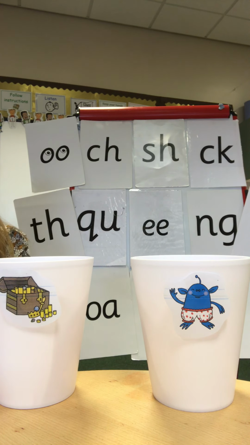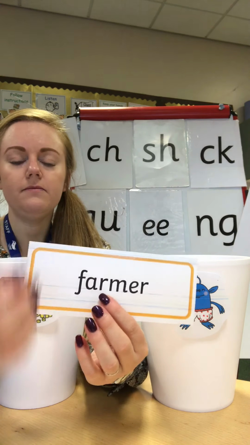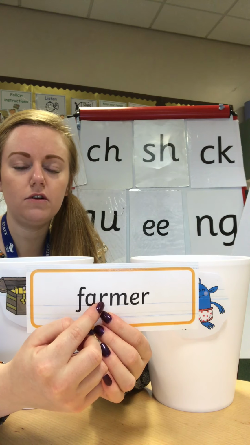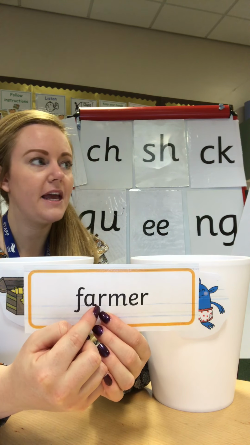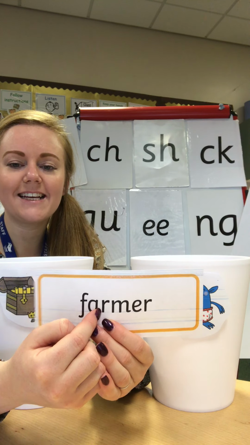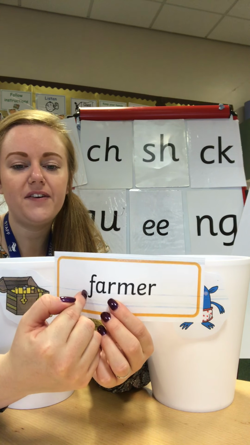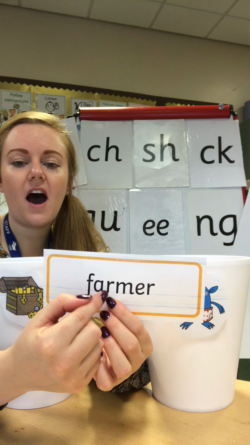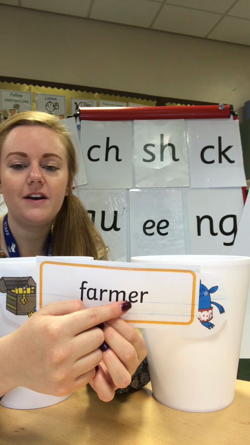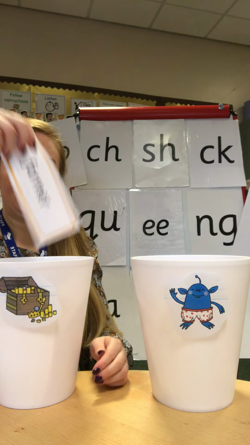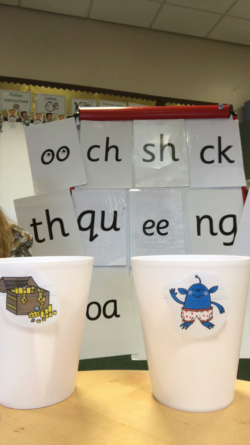Let's have a look for another one. Oh, I'm going to choose this one. You ready? And do we know a sound with a and r? Can we put those two letters together and make one sound? A and r makes start. That's right, start the car. So it becomes farm. Farmer. Yes, we know the farmer is the man or the lady that looks after the animals on a farm.